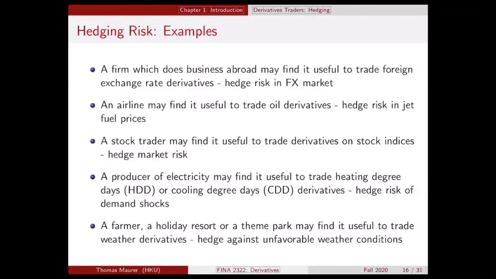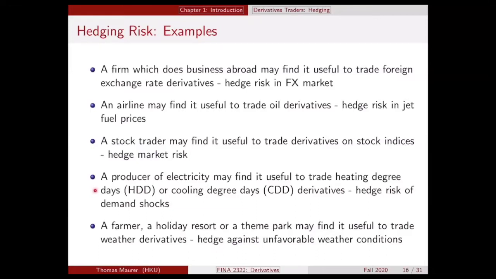Then the third example would be a stock trader who maybe is very good at identifying stocks which are underpriced, but he may not be very good at figuring out when the overall market may increase or decrease. And so what he may want to use is some derivatives written on an entire stock market index to hedge all the market risk, while he still takes bets on the undervaluation of certain stocks.